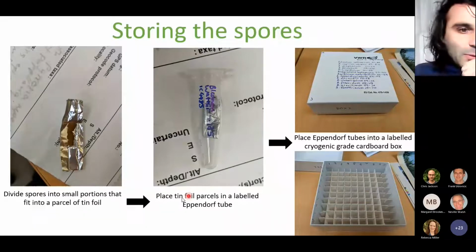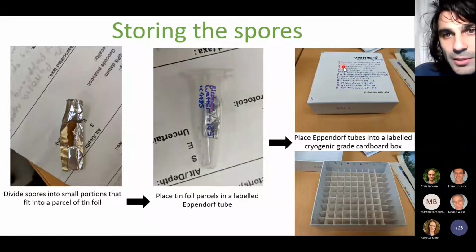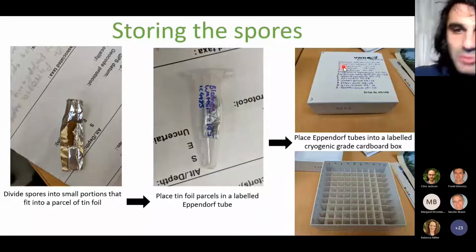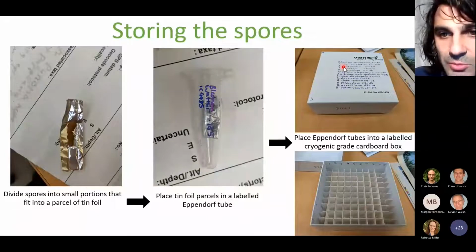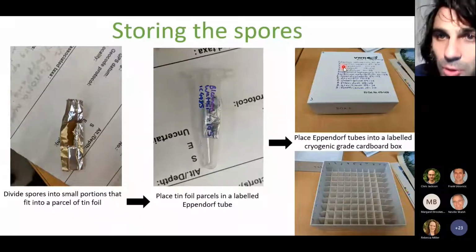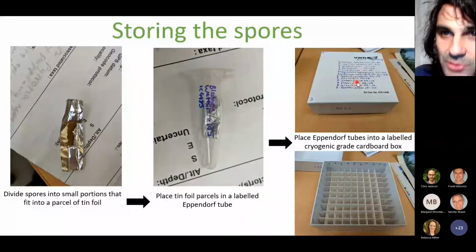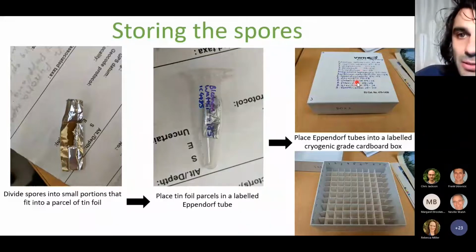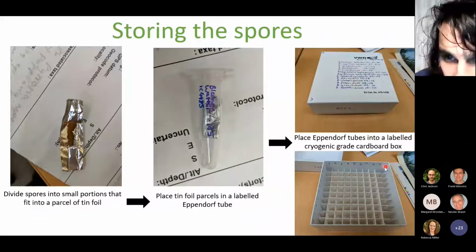So once I've got this folded up tinfoil parcel here full of spores, I place it in an Eppendorf tube that's labelled with the sample, what it is, and then I put it in this cardboard box that's cryogenic grade protected. So I'll explain why that's important soon. And on the outside of the box, I've labelled exactly what's in there with pre-allocated sites for each species that I think I might be able to collect over time. And the positions are labelled on the inside of the box too.